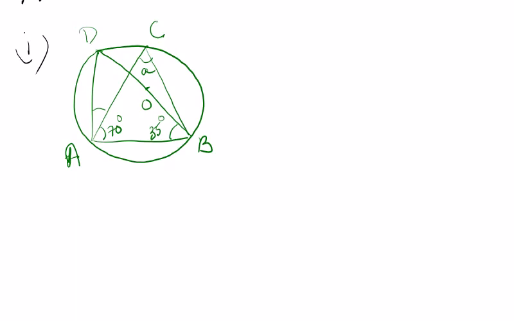Okay. So the hint for this is: find angle ADC, ADB in this triangle ADB. Once you know ADB, you can find A because these two are equal, as they are angles in the same segment. Okay. Then the second diagram.